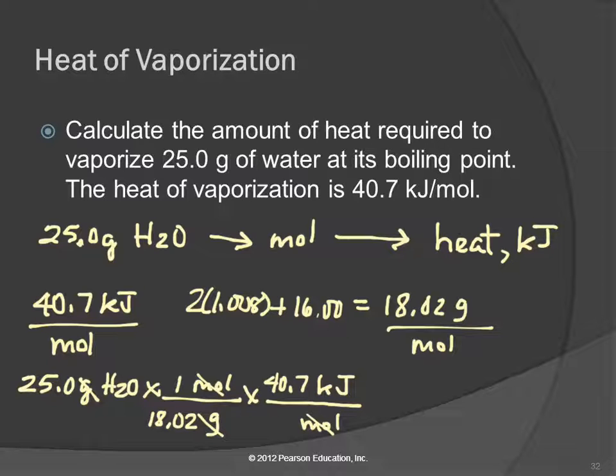(25) divided by 18.02 times 40.7. The smallest number of significant figures in there is 3, so I'm going to round my answer to 3, 56.5 kilojoules. That's the amount of energy needed to vaporize 25 grams of water. Any questions?